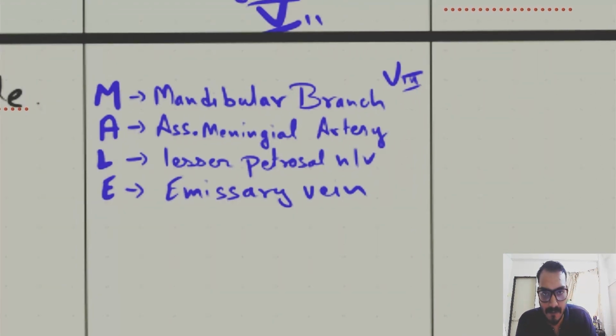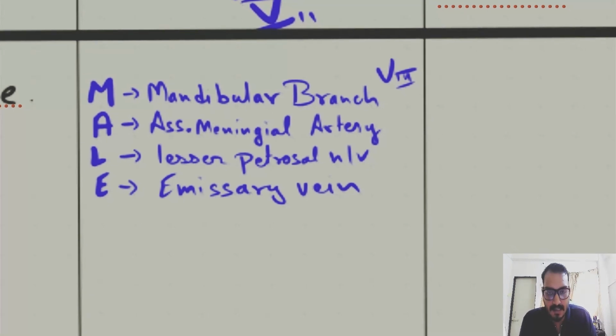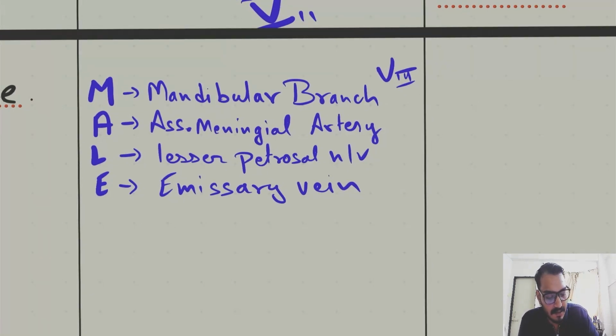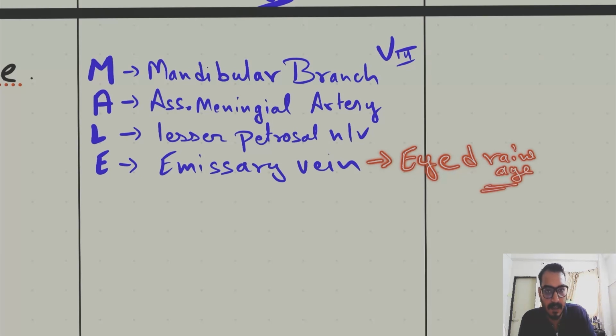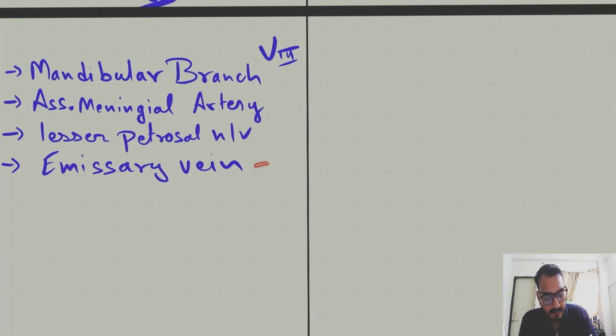V3 is the mandibular branch of the trigeminal nerve. Then A is accessory meningeal artery, which gives blood supply to the brain. Then we have lesser petrosal nerve. This we will study later, not in this topic, because this is not a cranial nerve. And emissary vein we will study when we study eye drainage. The tears of the eye are drained into the emissary vein. How? We will discuss it later.